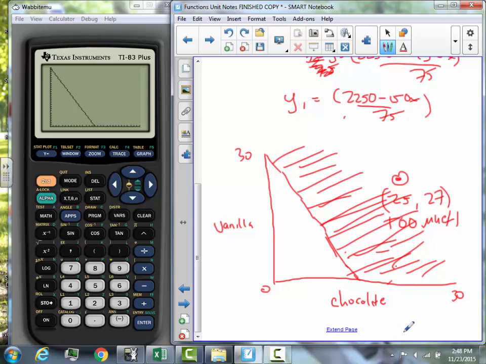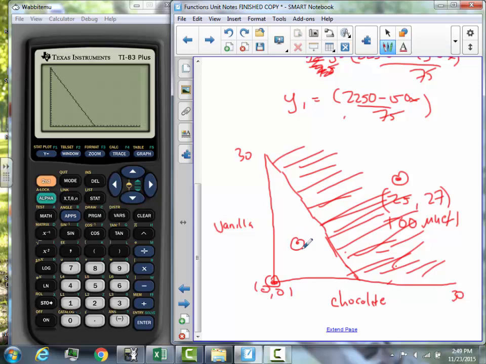Let me point out some points within this section here that are logical. Right here at 0, 0, could the baker make 0 chocolate and 0 vanilla cakes? In theory, he could. He could be a really lazy baker and make no money, obviously. But is that a valid thing for him to do? Sure, he has the stuff to make nothing.